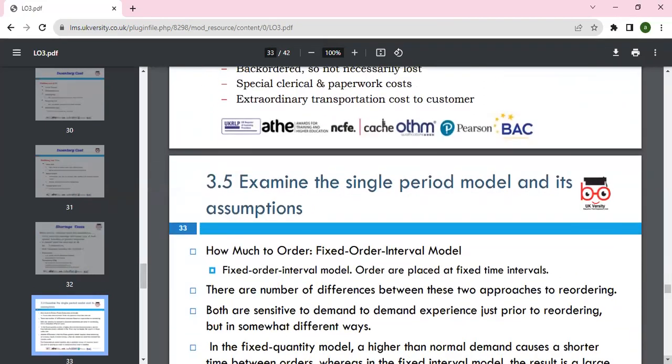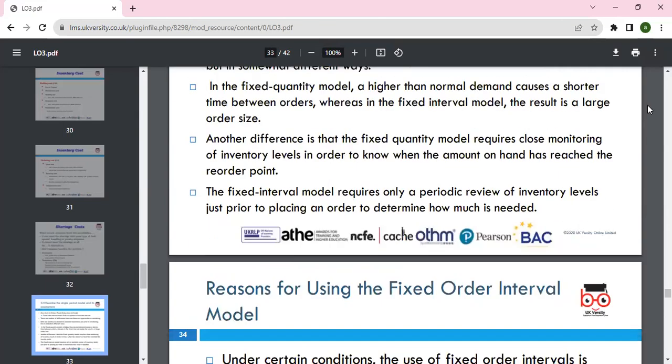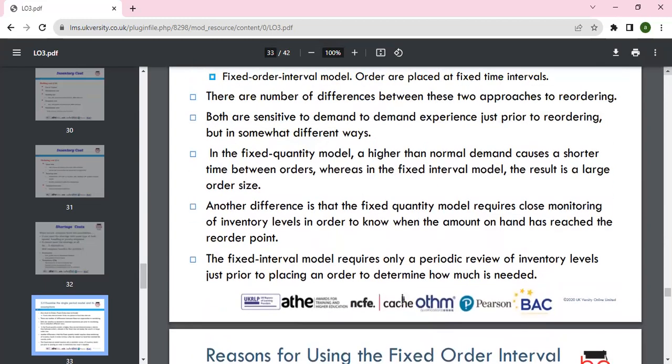Then we have 3.5, examine the single period model, and the fixed order interval model, where we use time, and there are a number of differences between the two approaches. We can look at reordering, but there are somewhat different ways. In the fixed quantity model, demand higher than normal causes a shorter time between orders, whereas in the fixed interval model, the result is the ordering cost.